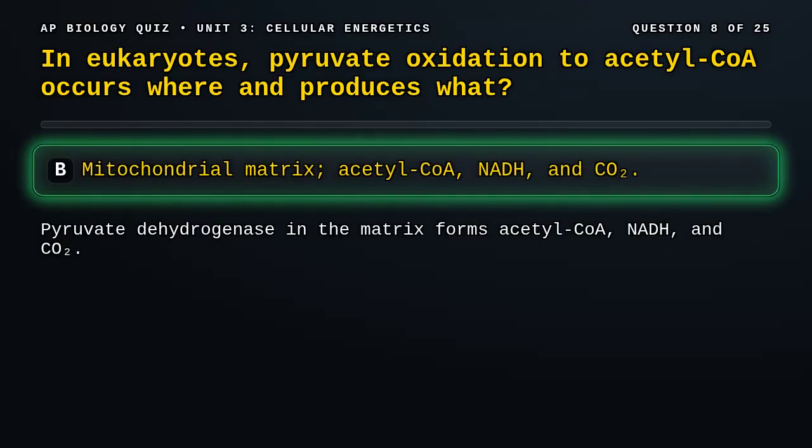Correct answer B. Pyruvate dehydrogenase in the mitochondrial matrix produces acetyl-CoA, NADH, and carbon dioxide.